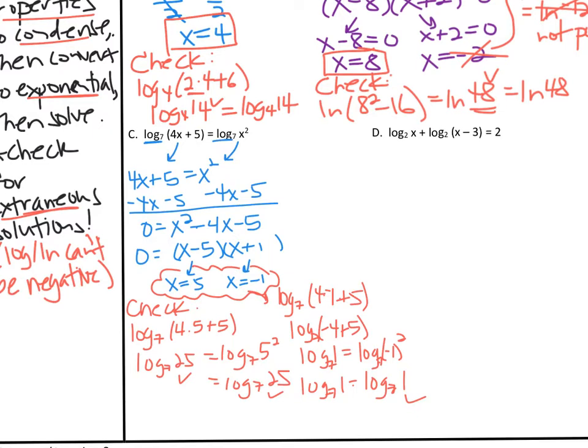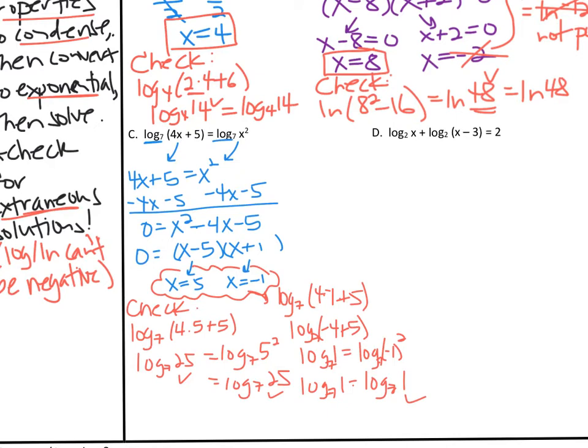Plugging in 5 on the left-hand side would give you log base 7 of 25, which is positive. And if we plug in 5 on the right, we also get positive. They're both log base 7 of 25. Now be careful when you plug in negative 1. Just because x is negative doesn't mean the logarithm becomes negative. If I plug in negative 1 on the left, I get log base 7 of negative 4 plus 5, which is technically positive 1. And if I plug in negative 1 on the right and square it, we also get positive 1. This is an example where both solutions are valid for the equation.